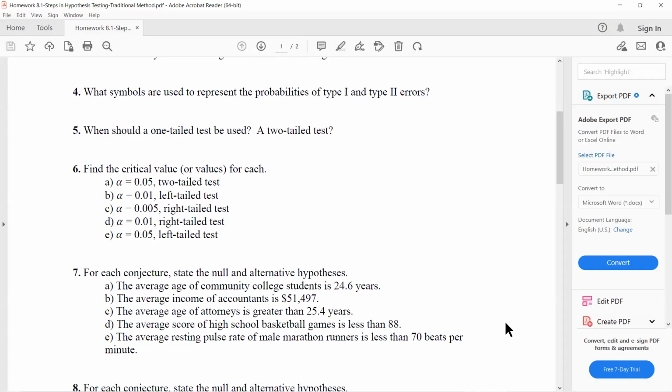It says find the critical value or values for each. So 6A says alpha is 0.05 and it's 2 tails. So here, this is what this looks like. I'm gonna write alpha is 0.05, and it's 2 tails. Okay, so what this looks like is this. You've got a distribution. You've got a tail here. You've got a tail there.